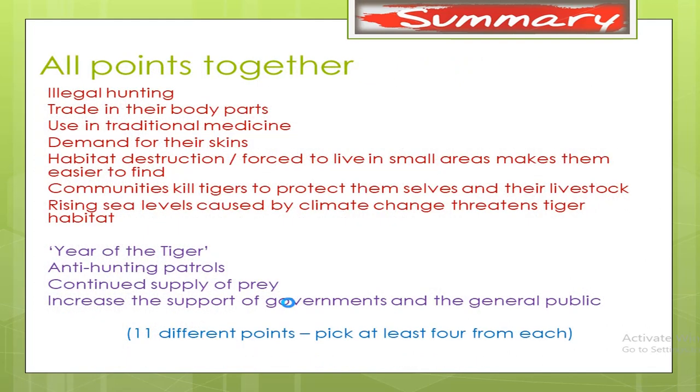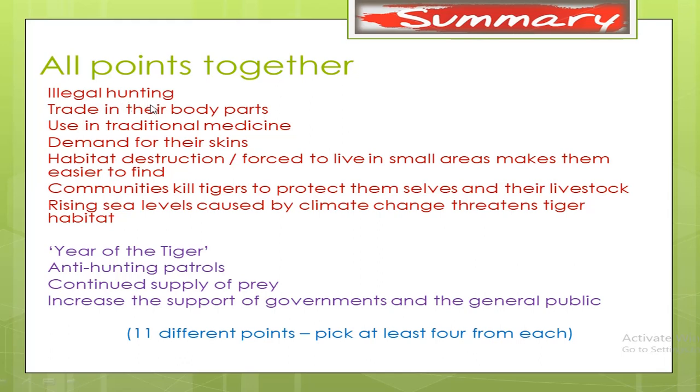So next, what we can do is list all the points that we have collected. We have got 1, 2, 3, 4, 5, 6, 7: 7 points for the first part of the question and 4 points for the second part. Okay, so what are the points we got?